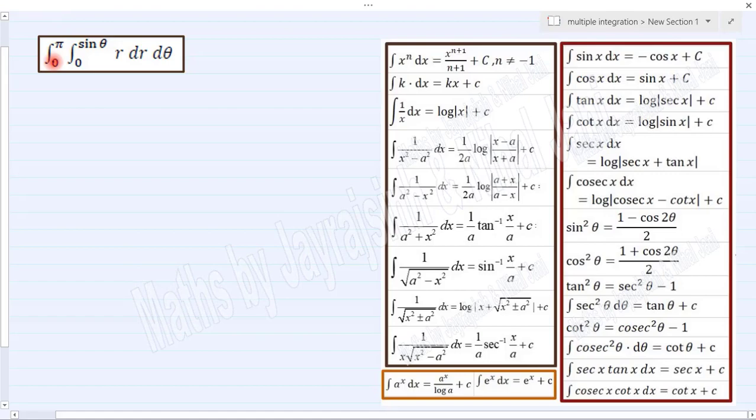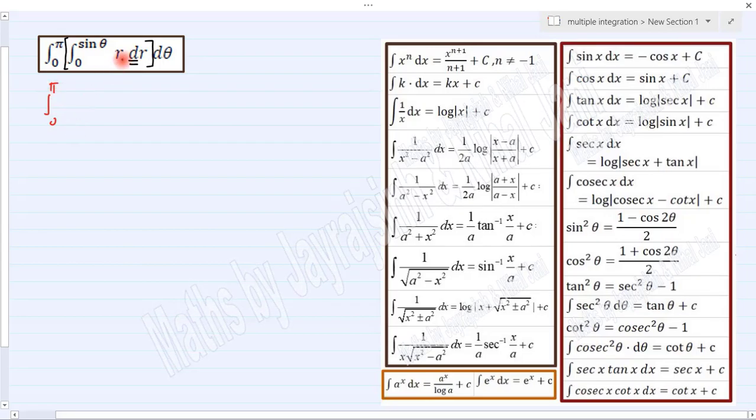In this question, we have to evaluate the integral from 0 to pi, integral from 0 to sine theta, r dr d theta. First of all, we have to integrate with respect to r. So just consider the inner integration. This outer integration will be as it is, so 0 to pi will be as it is. Integration of r will be r square by 2. The limit is from 0 to sine theta. d theta will be as it is.